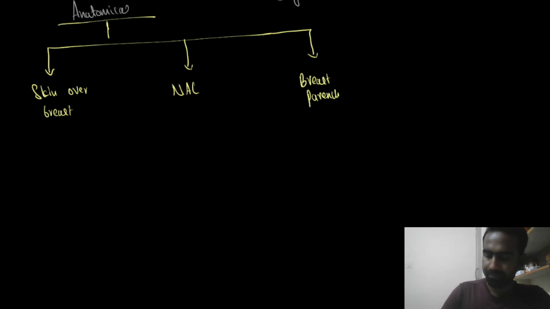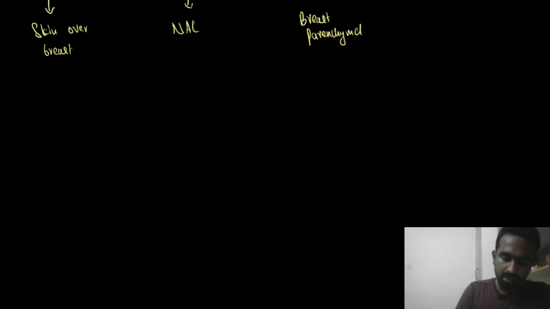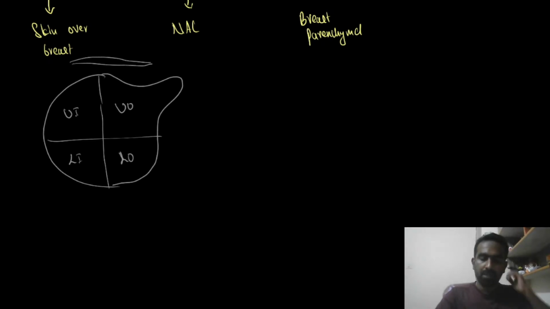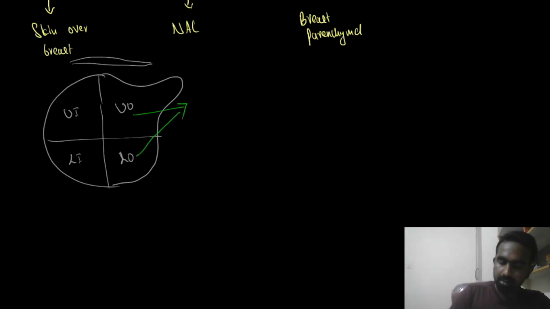Considering the skin over the breast and the upper outer, lower outer, upper inner, and lower inner quadrants, and the clavicle: the lymphatics from the upper outer and lower outer quadrants drain into the axillary nodes. The inner quadrants, upper inner and lower inner, drain into the internal mammary nodes.